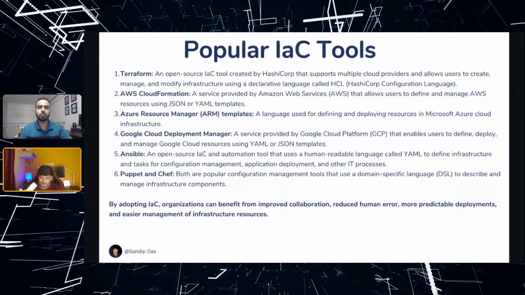Okay. Now, by adopting IaC, or infrastructure as code, organizations can benefit from improved collaboration and reduced human error, because the moment you create manually, there is always a chance of error. Error can happen anywhere, anyway, but using IaC, it can reduce a lot of the chances of error. It will be a lot reduced. And there is more predictable deployment and easier management of infrastructure resources. We can have all these benefits just by consuming IaC tools.